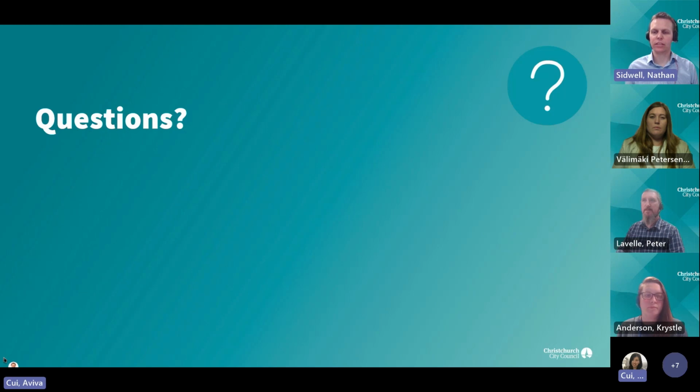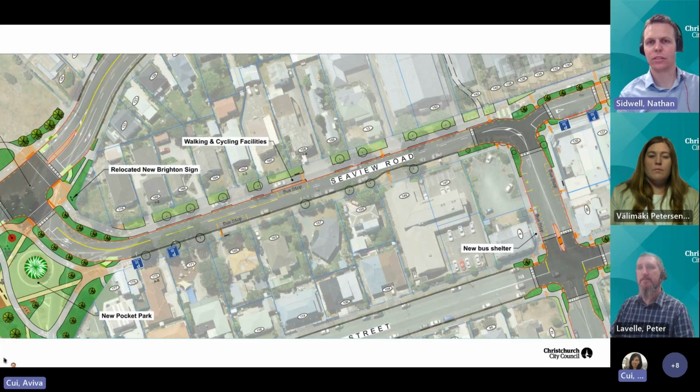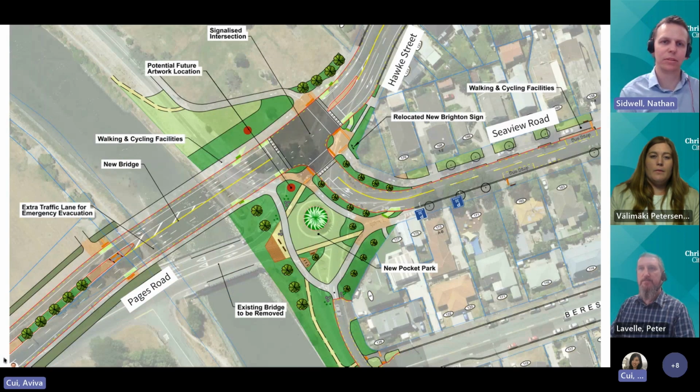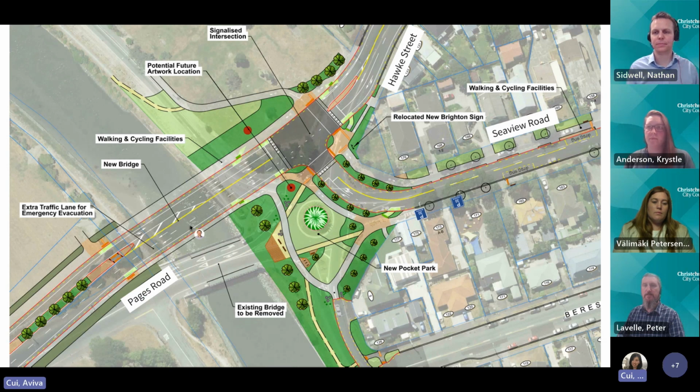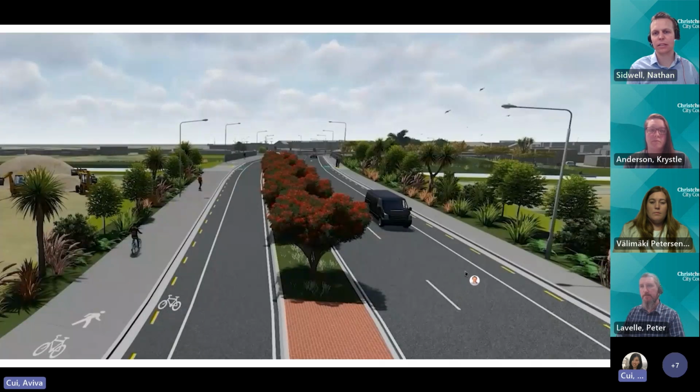Could we just flick through to the intersection slide, I think, Aviva, that would help explain it? And maybe a couple of slides previous. Yeah, perfect. So that's the off-road cycle facility across the bridge that he was referring to, with on-road lanes for people that are confident to be on the road. If we go to the artist impression of Pages Road, there's a good one, a little bit more visible. Yeah, that one on the bottom right. There's the cycle lane off the road, with a cyclist on it. There's also a cycle lane on the road, for the people that are confident.